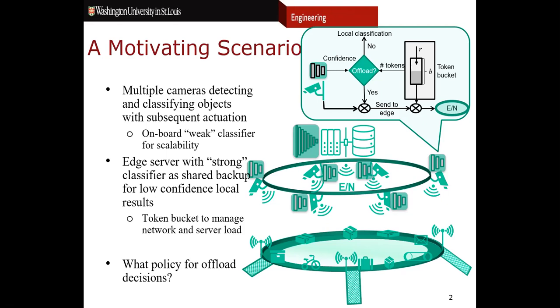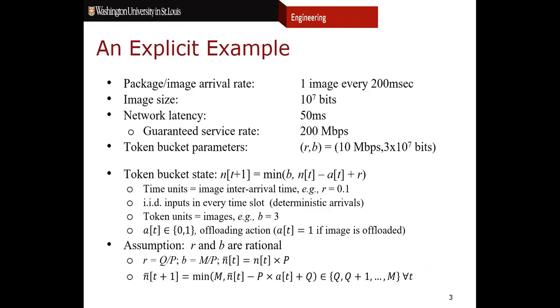So, the cameras cannot offload every single image because that would overload either the network or the server, and the token bucket is going to realize that control, right? So that you're going to be limiting the number of images that can be offloaded to the server for a potentially more accurate classification. All right, so that's one particular example, in terms of the kind of environment where this could be deployed.